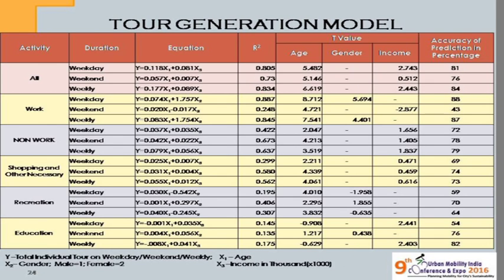And for tours also, we tried to make the same type of equation. And we found the same thing: at the aggregate level it shows a good relation, but at the disaggregate level it does not.